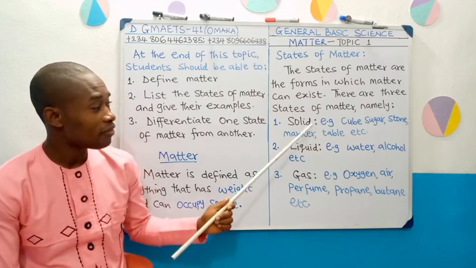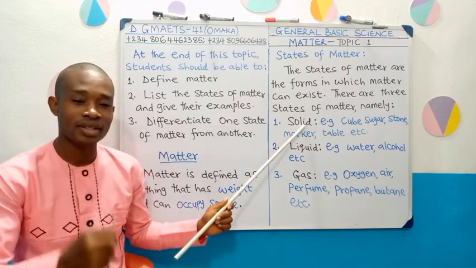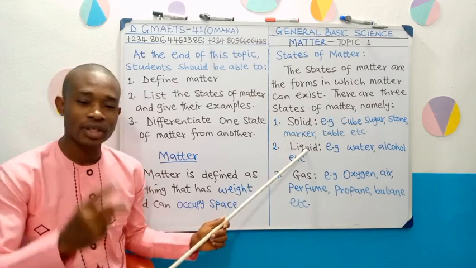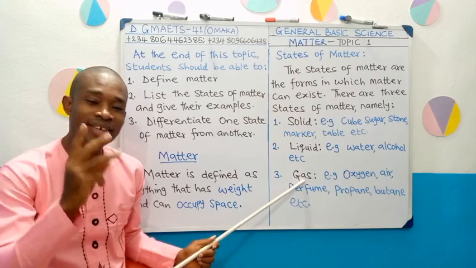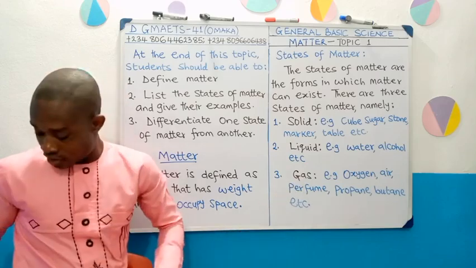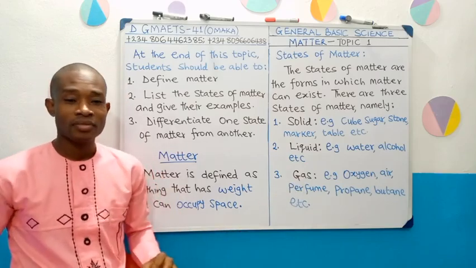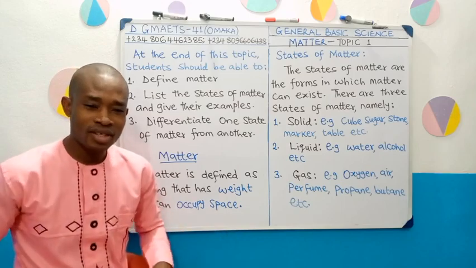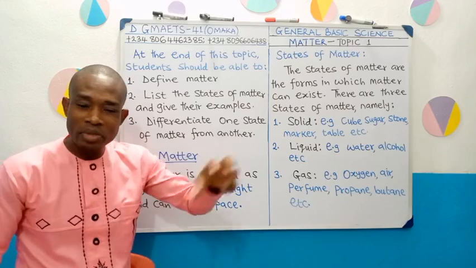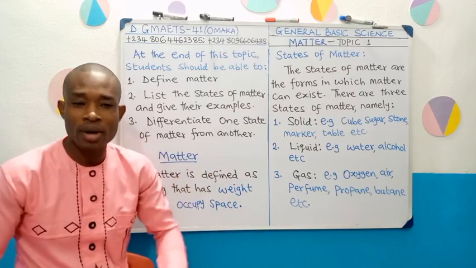And here on the board we have them. Number 1 is solid, 2, liquid, and then number 3, gas. These are the 3 states of matter. And of course, these 3 forms in which matter can exist, we have them all around us.